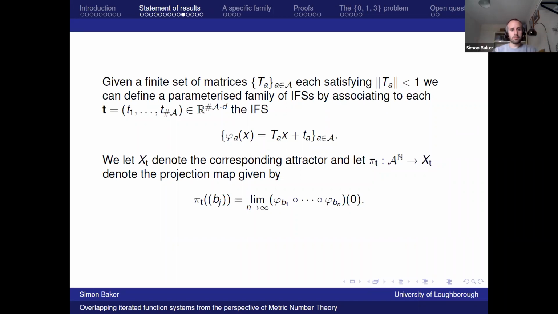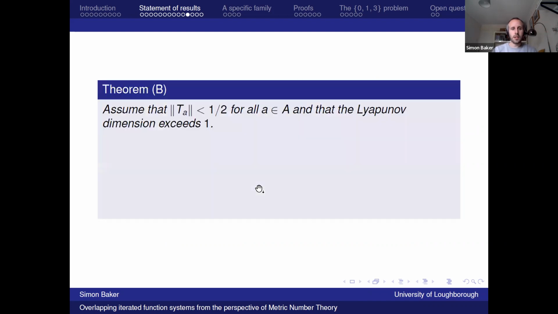So I have this invariant set which is going to depend upon t. So I have X subscript t. And then I also have this map, which is quite useful, which goes from the symbolic space to my invariant set, which is just this natural projection map, which takes a sequence and associates to it a unique point in the invariant set. So yes, for this family, we do observe an analog of Khintchine's theorem.